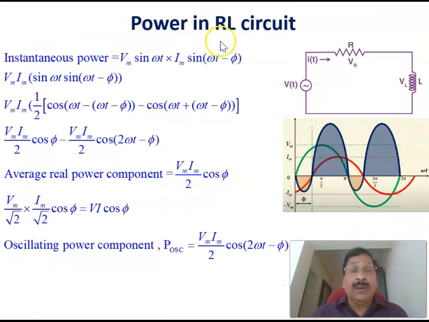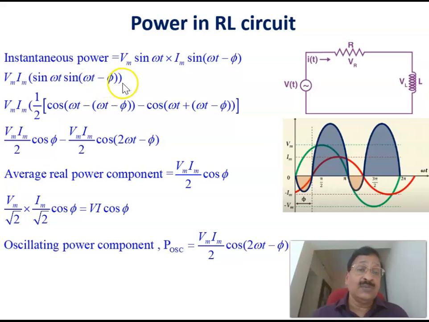Coming to the power in an RL circuit, again the same RL circuit. This is the instantaneous voltage and instantaneous current. The product is equal to the instantaneous power. Instantaneous power can be calculated by Vm sin omega t into Im sin omega t minus phi, because the current equation is Im sin omega t minus phi, as a phase angle shift is there.